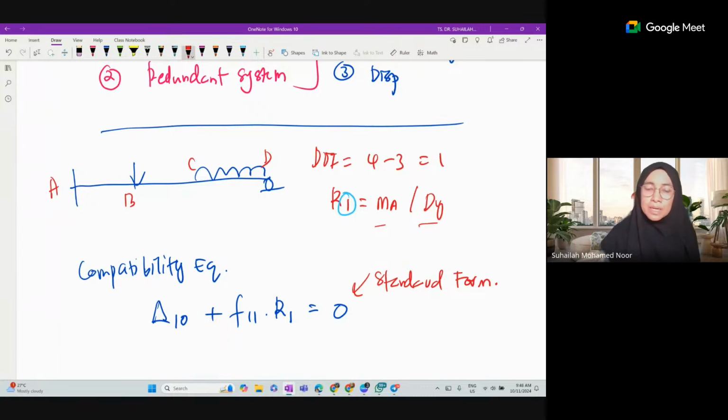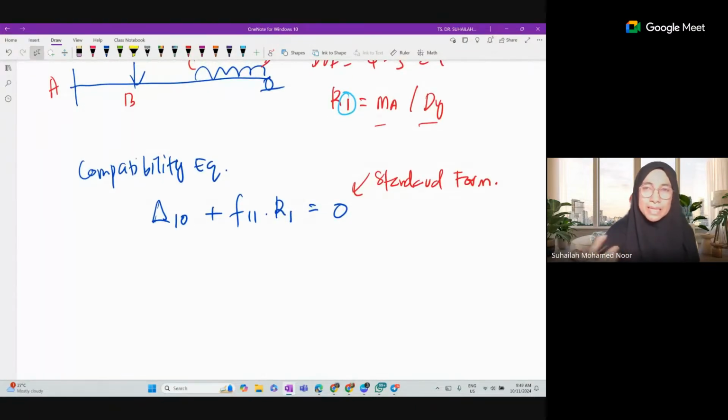We can use, instead of using number, we can also use delta B naught, delta C naught, delta D, doesn't matter. Tak salah pun. Okay. Cuma biasanya bila kita nak analyze, for example, bila MA is the redundant, kita nak tahu, kita tak nak lost the track. Okay, so we can have the compatibility equation written as this.